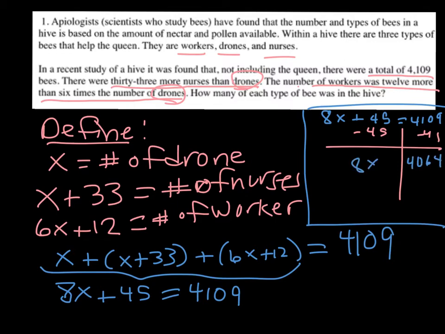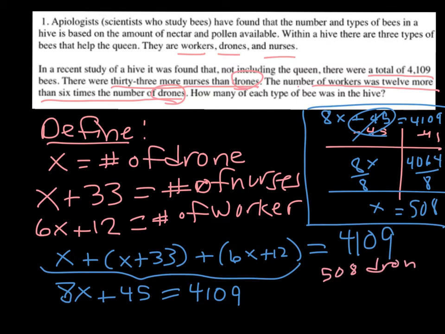And I have 8x left on the left since the 45s canceled out. And now I'm going to divide both sides by 8. So divide by 8, divide by 8, and that tells me that x is 508. So now what was x? x is right here. x is the number of drones. So that tells me I've got 508 drones. Nurses are x plus 33, so 508 plus 33 is 541 nurses.